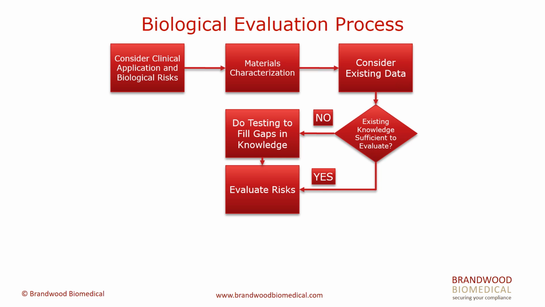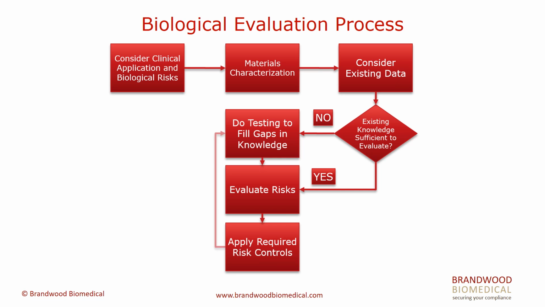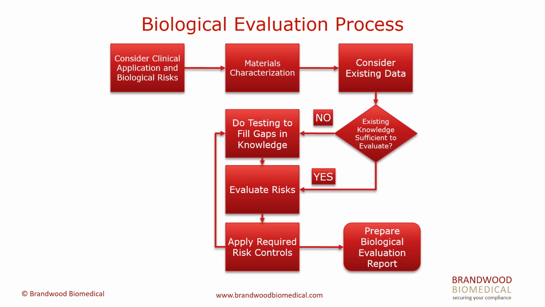Now notice how the testing comes towards the end of the process, not at the beginning. We start by doing materials chemistry, and then we finish by doing additional biology if we need to. We then apply any necessary risk controls through changes in design or process. We may need to do supplementary testing if those risk controls introduce new unknowns, or particularly about addition of new materials. And then finally we proceed to document this evaluation in a biological evaluation report.